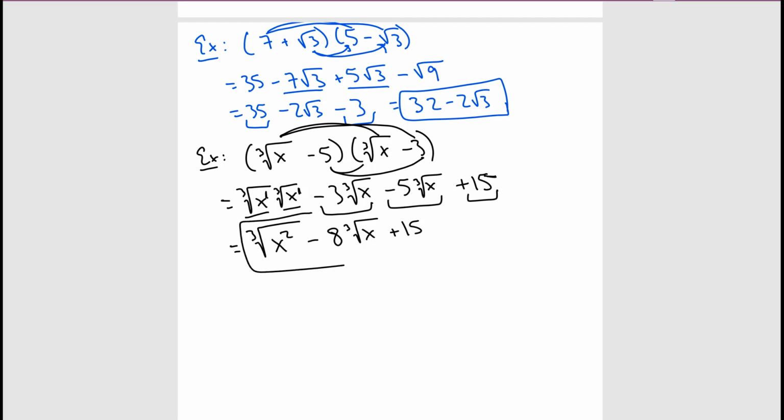This is my final answer because even though these two things have a cubed root, they don't have the same radicand. This one has an x squared, this one has an x, so you cannot combine them. Okay? That's all there is to multiplication. In the next video, we're going to do division and rationalization.